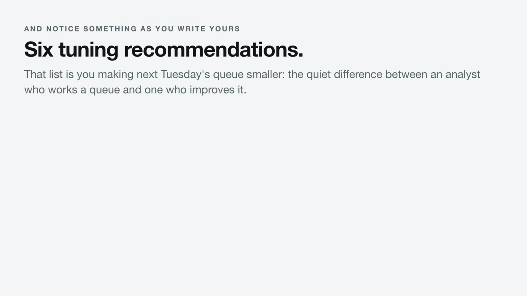And notice something as you write yours. By the end of this queue, you'll have generated something like 6 tuning recommendations. Count them. That list is you making next Tuesday's queue smaller, which is the quiet difference between an analyst who works a queue and an analyst who improves one.